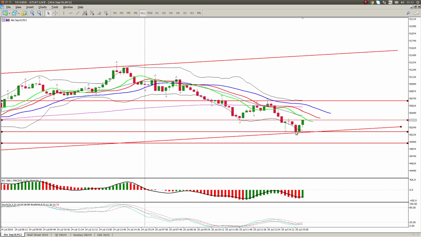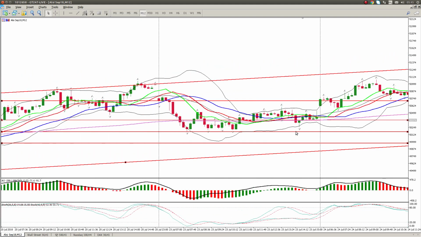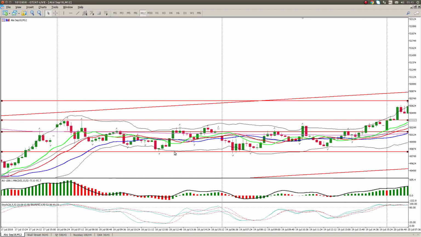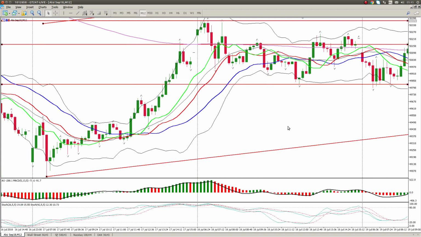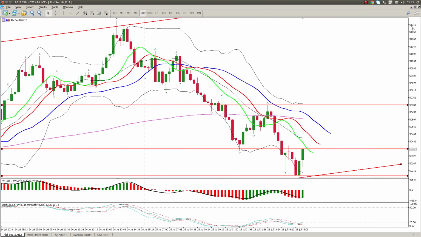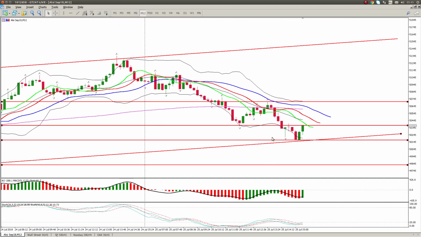If we do break below this level, it's not just these levels here, because that is going to give us continuation past these levels and pretty much down to the bottom of where this channel started, which is going to be 49,000. So basically, I'm going to assume that this is the bottom of the bigger channel. If we do break below this, then I'll change my tune.